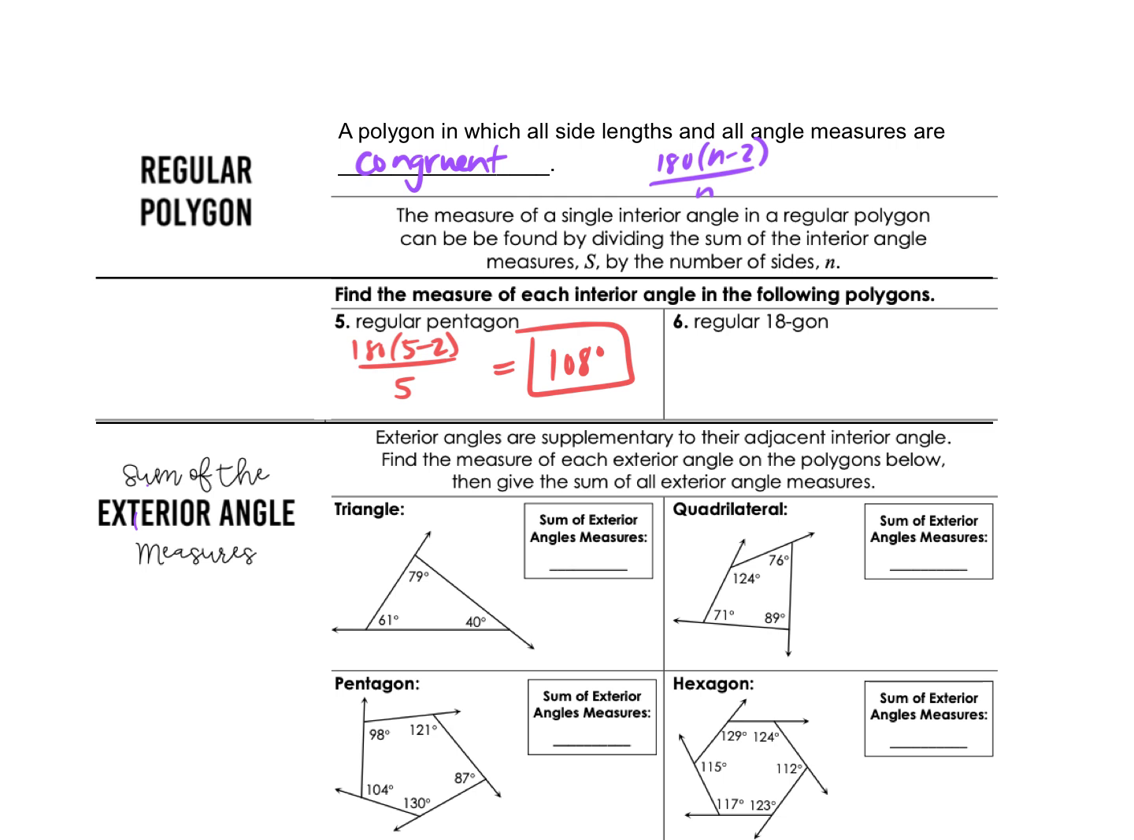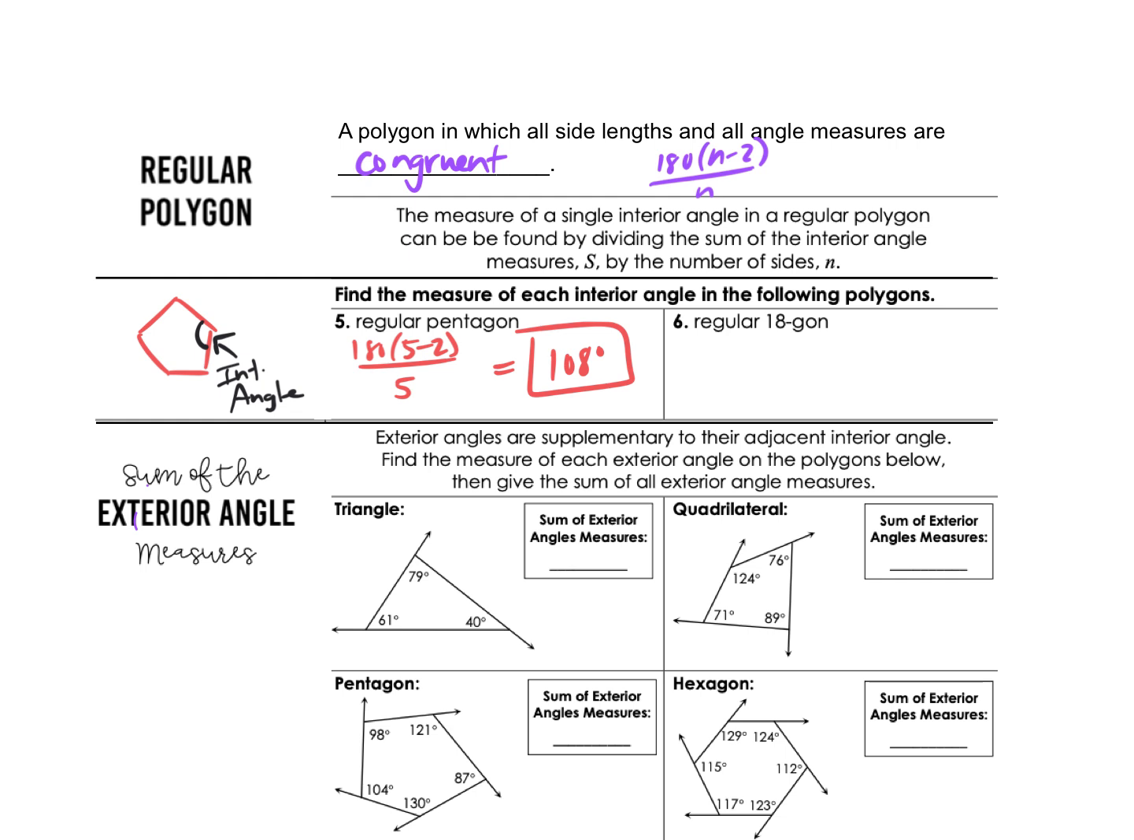Now, when I'm talking about an interior angle, so that's a pentagon, okay? Interior angle means from the center. That is my interior angle. Okay? A regular 18-gon.